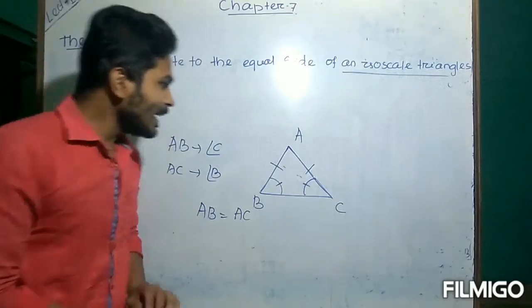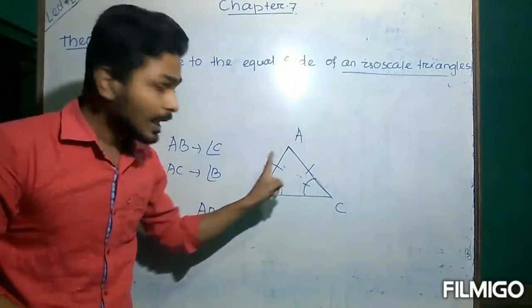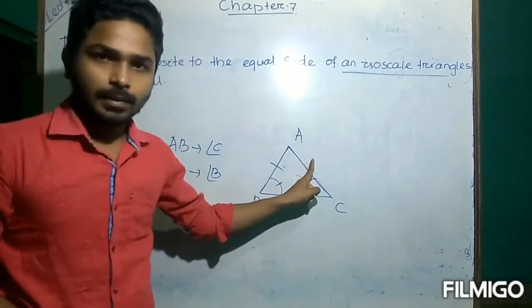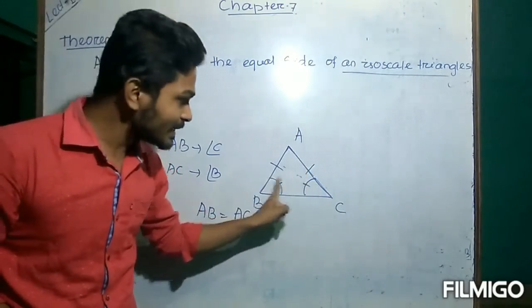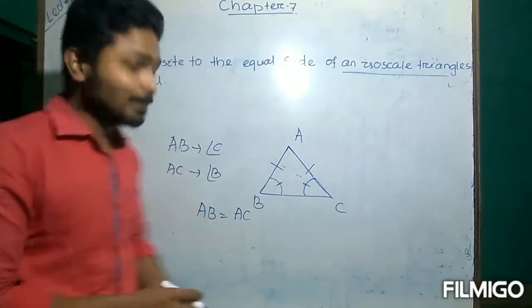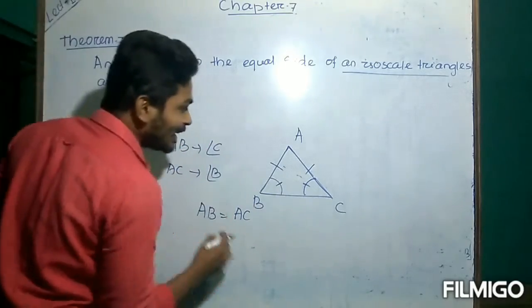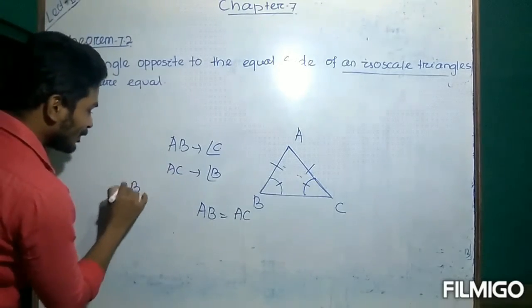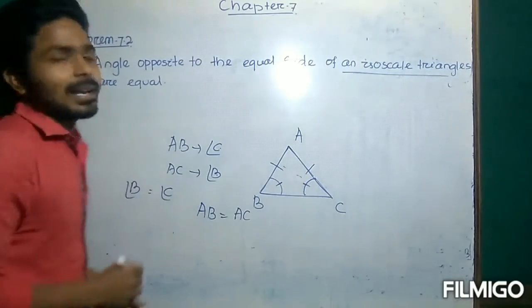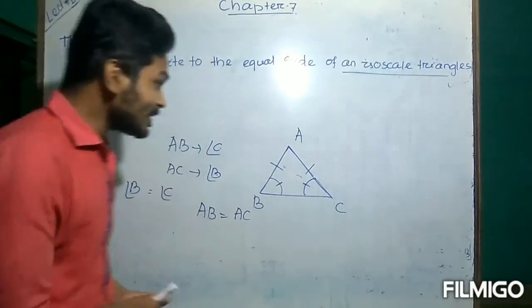Understood? So it states that if in an isosceles triangle any two sides are equal, then the opposite angles to the equal sides are also equal. It means we have to prove that the opposite angles B and C are equal. Understood? So what is the condition here?